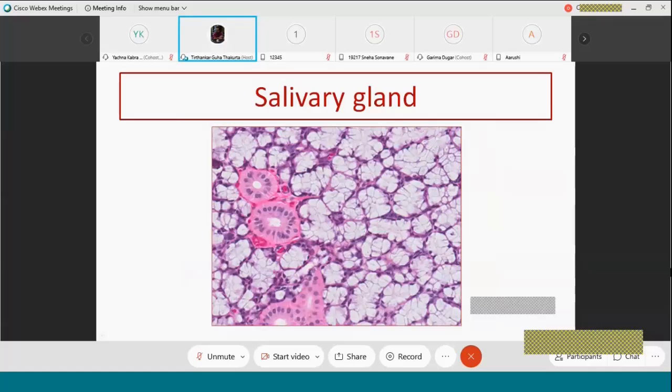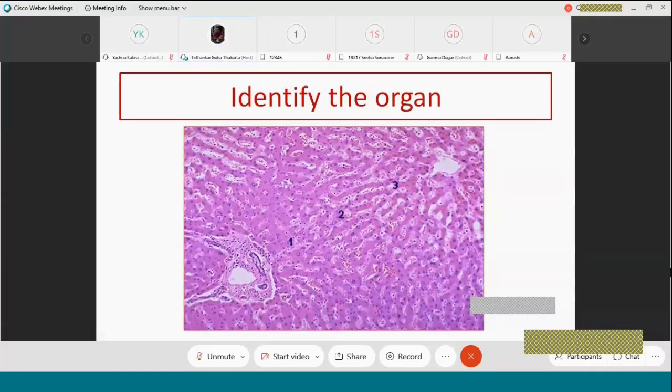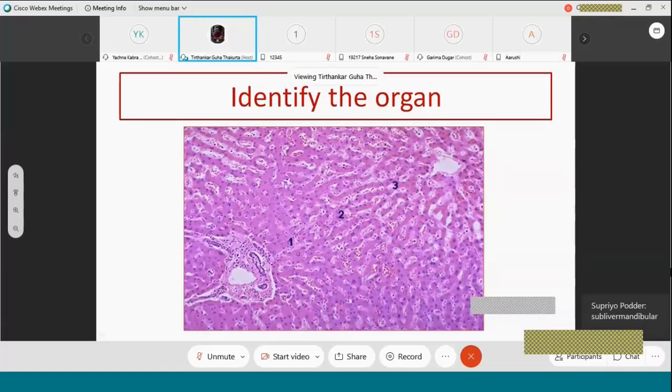This is very typical, so identify this organ. Only one organ in the body has tissue structure like this. Yes, think polygonal cells arranged in cords. This is so typical of hepatic architecture. You can see at one end there is a vessel, a single vessel. On the other end there are multiple round structures.